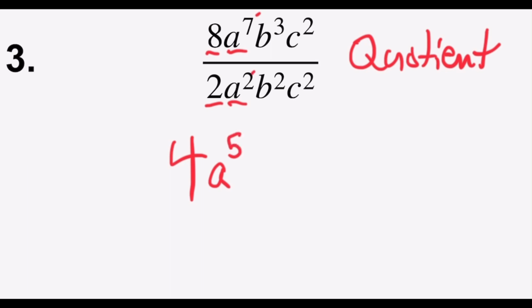Now we'll look at base b. B to the 3rd divided by b squared will keep the base b, and 3 minus 2 is 1. Remember, I don't have to write the 1. That's the hidden ones in math.